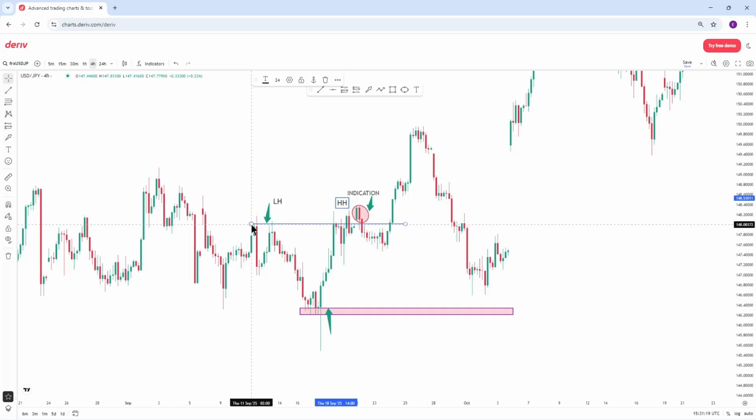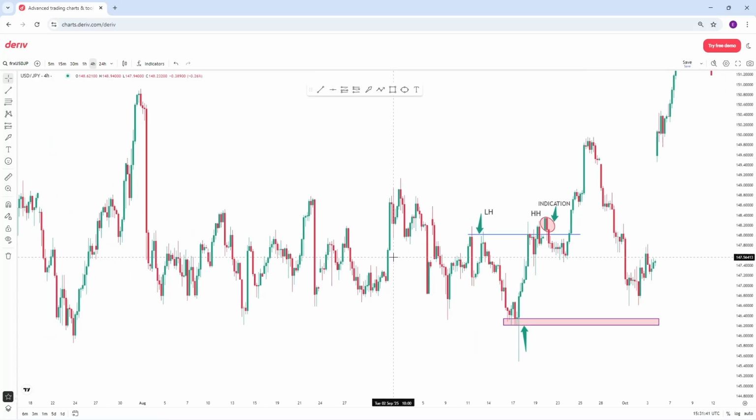It closes above the previous high, closing candles above here, showing that there's buying pressure. That is our indication. We don't trade this, right? It's just showing us where the market wants to go. This is our indication.